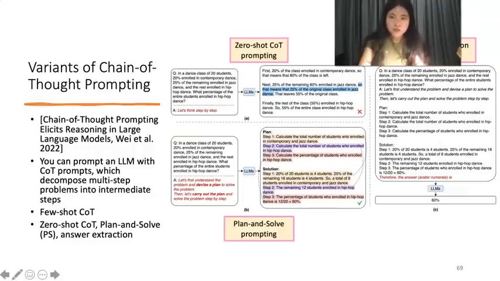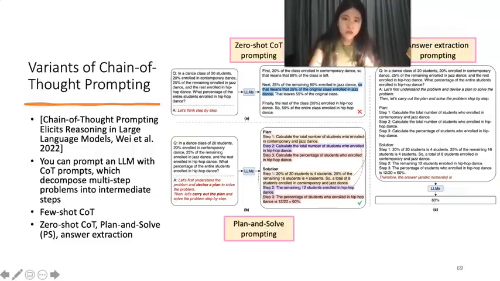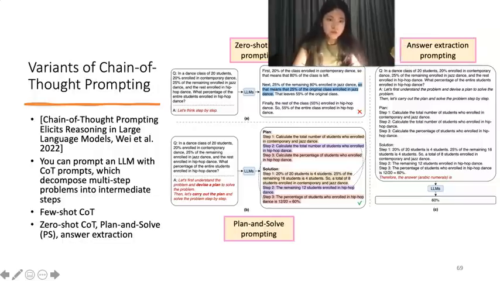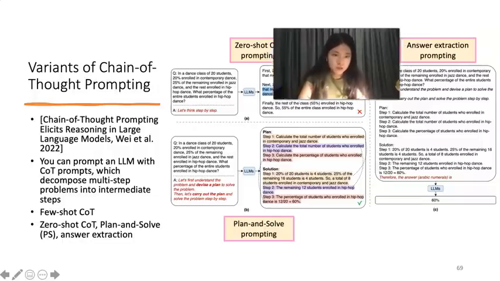There are more variants of chain of thought prompting, like zero-shot chain of thought. By zero-shot, you simply add a trigger sentence after your question: let's think step by step. But it doesn't always give you your expected output. You also have plan and solve prompting and answer extraction prompting. I will not go into details.